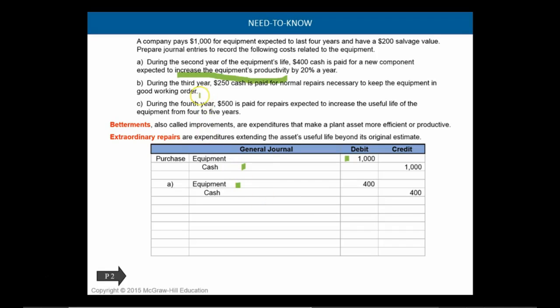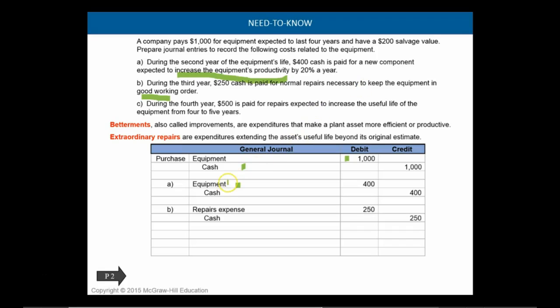Then B says during third year, 250 is paid for normal repairs necessary to keep the equipment in working order. Key term here is normal repairs. So same question, should we capitalize it or expense it? This time we should expense it because these are normal expenditures. Therefore, we're going to debit expenses, reducing net income, and we're going to credit cash.